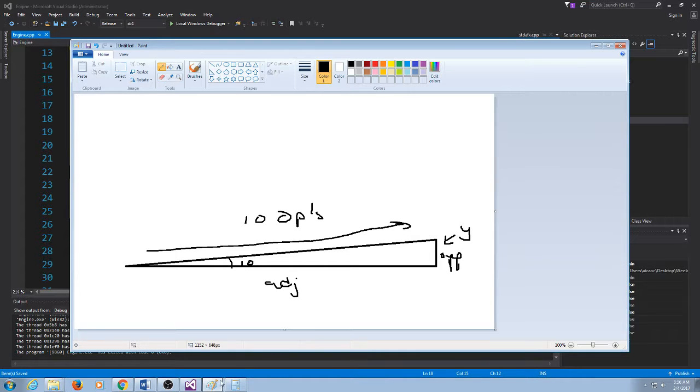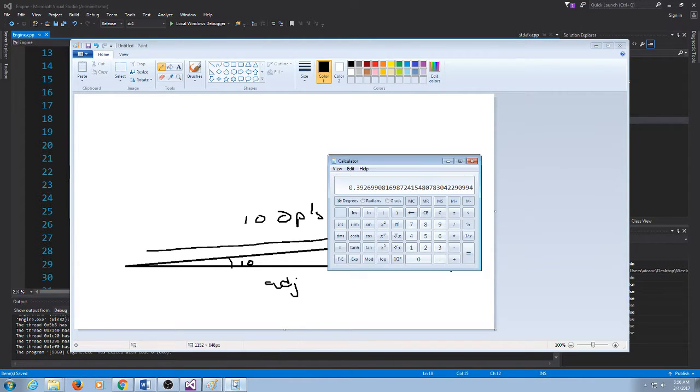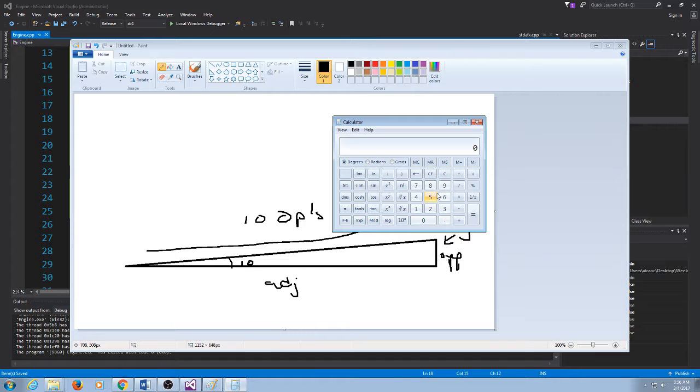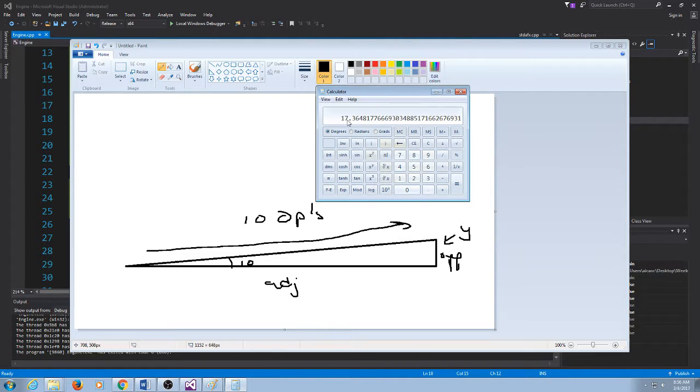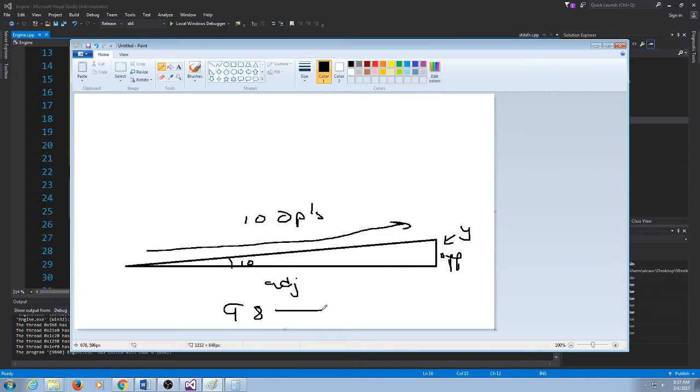Like if I actually do this calculation, let's calculate what the opposite value is in the calculator. So if I take the sine of 10 degrees and I multiply it by 100, my y value here is only 17 now. So my y velocity component is only 17 pixels per second, whereas my x velocity component is 98. So 98 pixels per second in x and only 17 pixels per second in y. But that'll get me 100 in the direction I want to go at this angle.